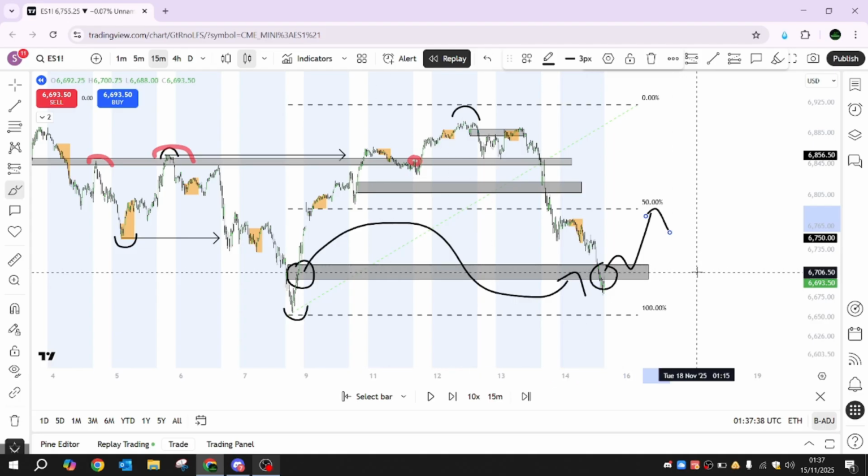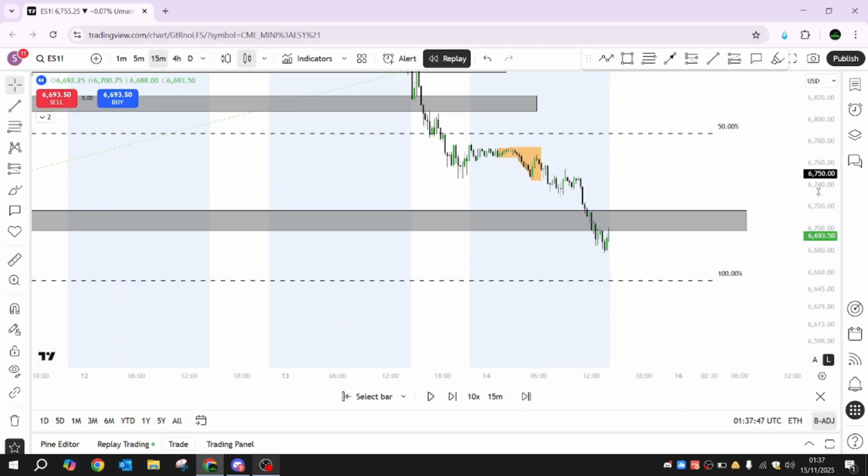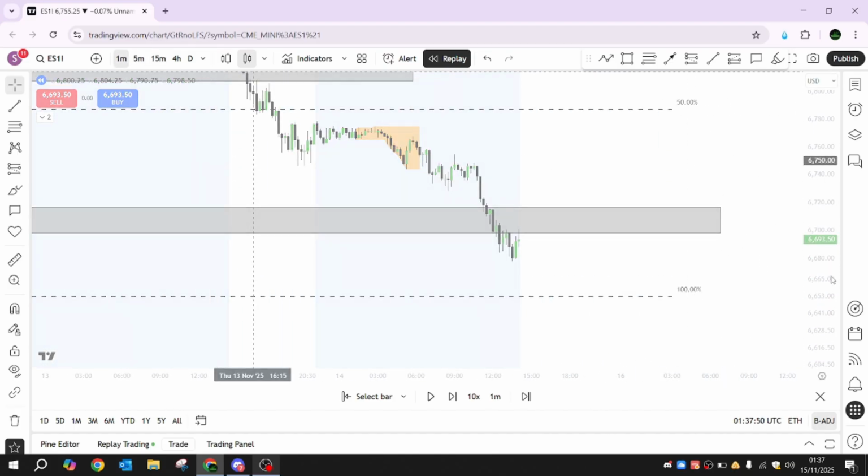The market will react to where supply and demand zones are. It's your job to find out where they are and just trade in line with them. Now, that sounds simple, and it is simple. You just need to know how to do it. And this is what I'm going to be breaking down.